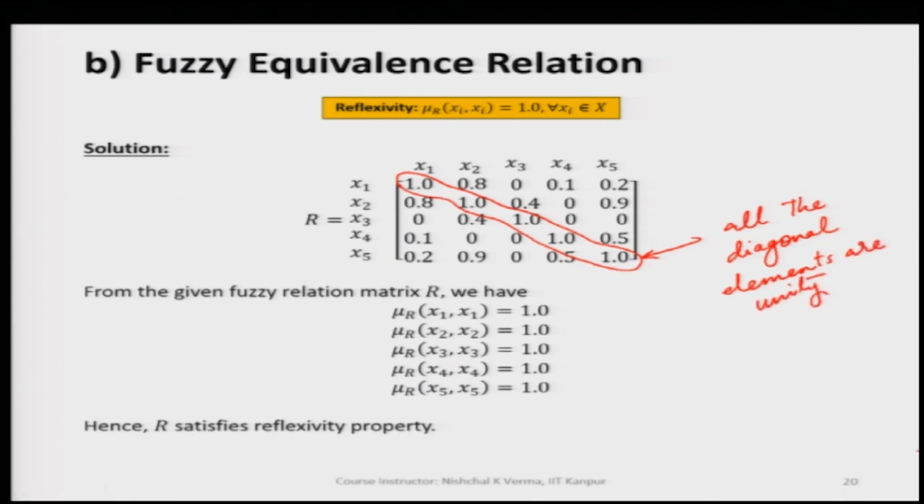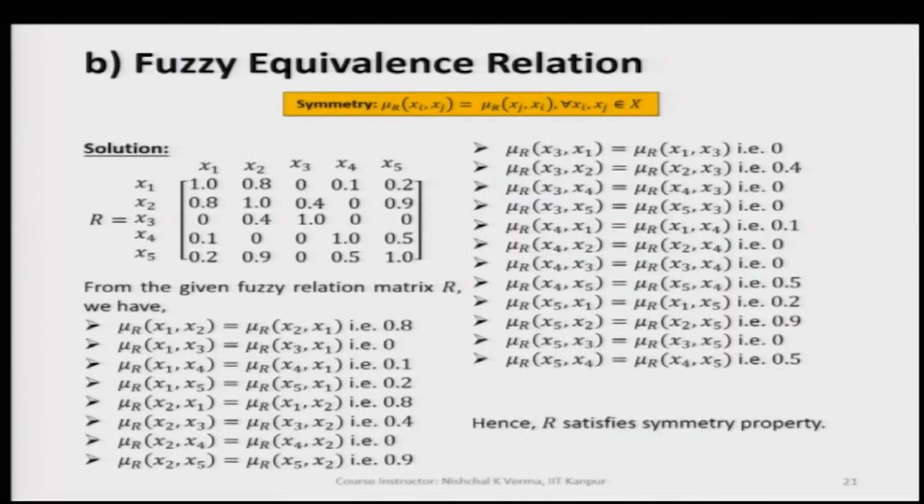So, this way we can say that mu R of x_i comma x_i is 1, and you can see here all the elements, mu R x1 x1, mu R x2 x2, mu R x3 x3, mu R x4 x4, mu R x5 x5, all the elements are 1. So, we can say that R is satisfying the reflexivity property. So, the first property is satisfied.